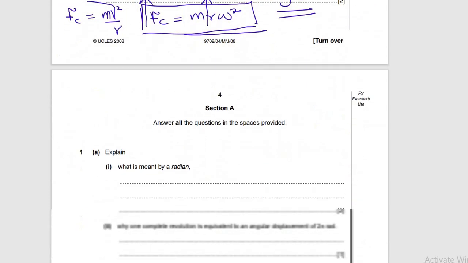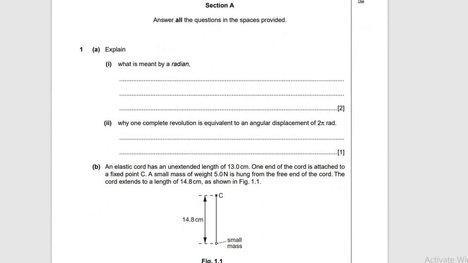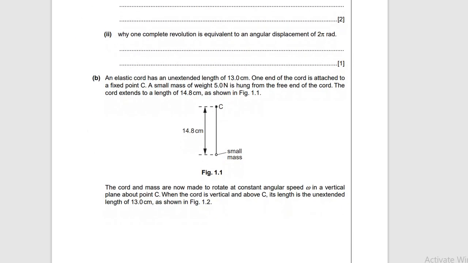Okay, the next question. We've defined this earlier, so it's the same as above. Second question: why is one complete revolution equivalent to an angular displacement of 2 pi radian?